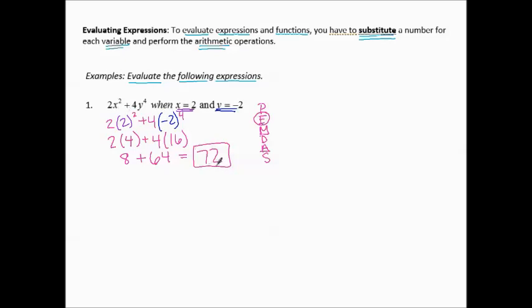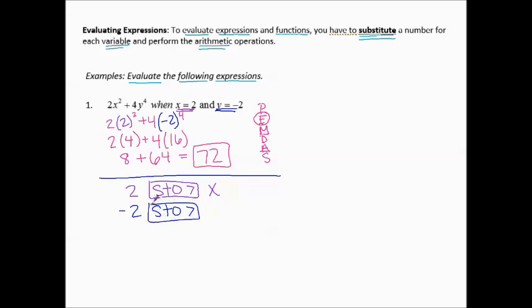Now I can also do this on my calculator. We're going to use the store button on our calculator. I'm going to pull up my calculator in just a second, but what we're going to do is take the 2 and, on our calculator, hit this store button and store it as x. And then I'm going to do the same with y. I'm going to take negative 2 and store it as y.